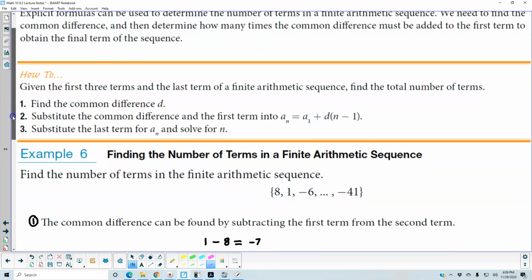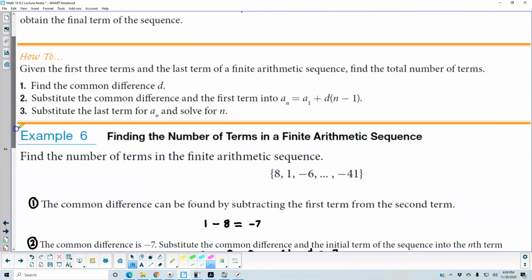Given the first three terms and the last term of a finite arithmetic sequence, we want to find the total number of terms. Step number 1, we're going to find the common difference first, d. Number 2, we're going to substitute the common difference and the first term into the formula. And then step 3, we're going to substitute the last term for a subscript n and then solve for n.